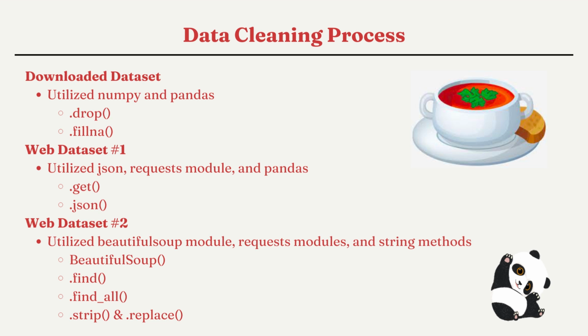Our data cleaning process involved a variety of modules that have essentially organized and removed data that is incorrect, irrelevant, or improperly formatted. We utilized the NumPy and Pandas modules for our CSV file, as well as applied numerous methods including .drop and .fillna in order to remove or update cells in the data. Our downloaded web dataset number 1 was cleaned through the application of the JSON, requests, and Pandas modules. JSON was used to convert the API data into a Python dictionary. The final dataset was efficiently cleaned primarily through the use of Beautiful Soup as well as numerous string methods including .strip and .replace.